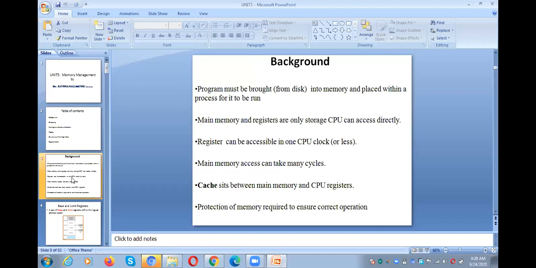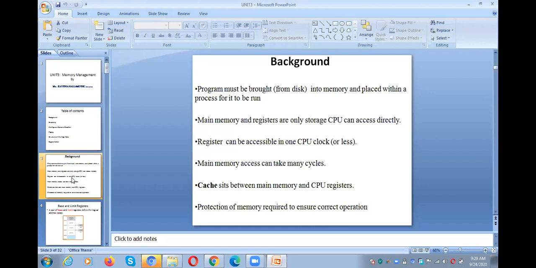As I told you earlier, initially the program resides in the secondary memory. Whenever we want to execute the program, it needs to be loaded from secondary memory to main memory, that means from the disk. Disk is a secondary memory device. So initially the program is stored in the disk, and to run it, it needs to be loaded from the disk to main memory.